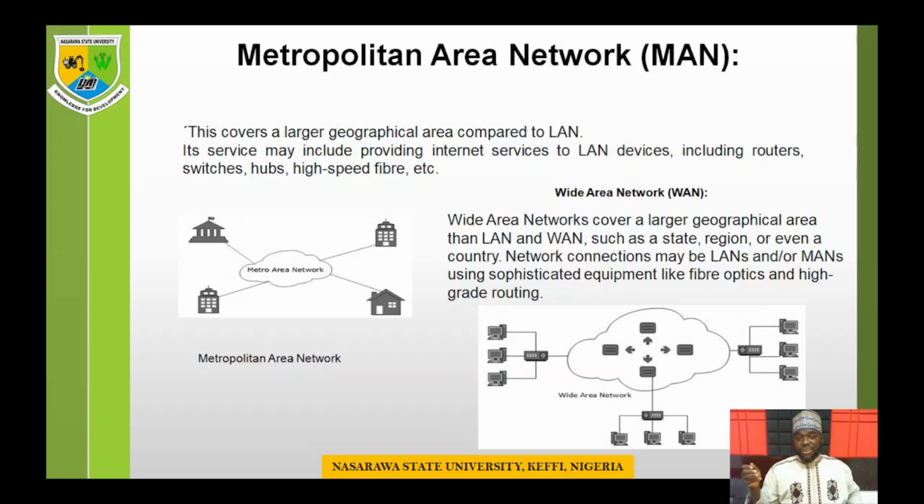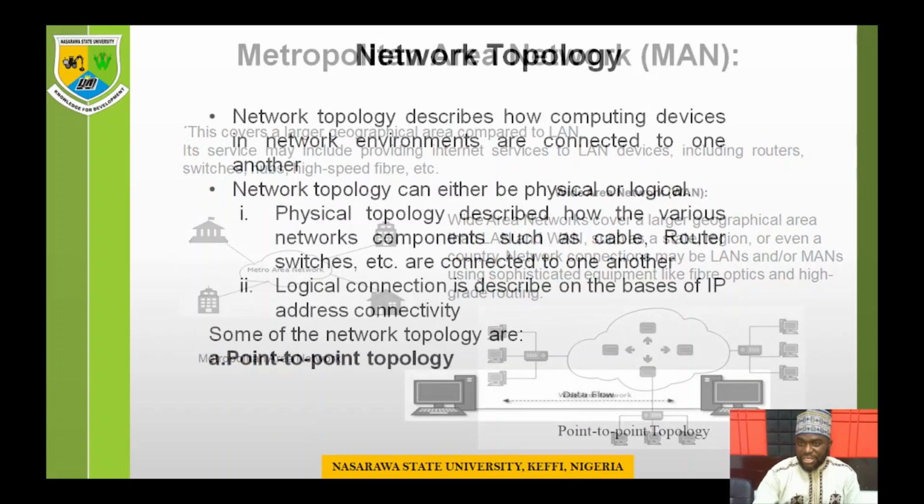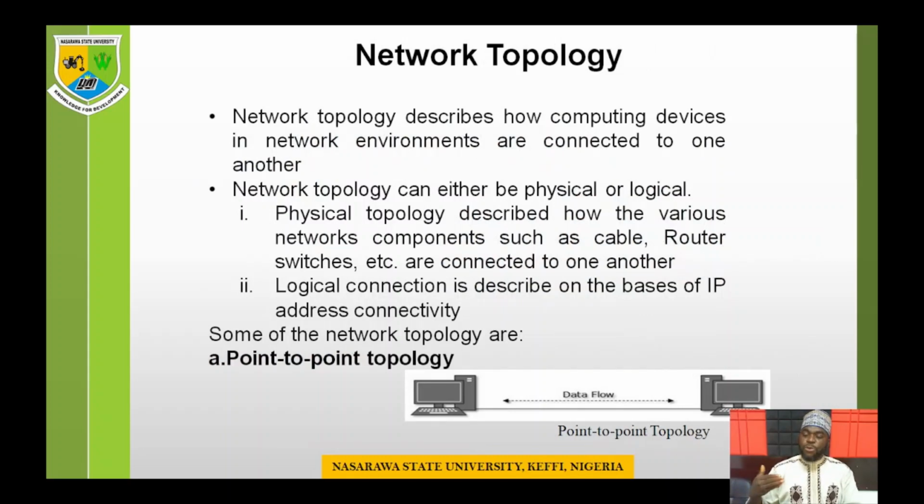You have the Metropolitan area network. Remember, we say a Metropolitan area network is a network that covers or spans cities. So it's made up of one or two local area networks. Then the wide area network: relatively, it covers a larger geographical area than the LAN and the MAN, such as states, regions, or even a country. A network connecting LANs and or MANs using sophisticated equipment like fiber optics and high-grade routing is needed for effective WAN connectivity.